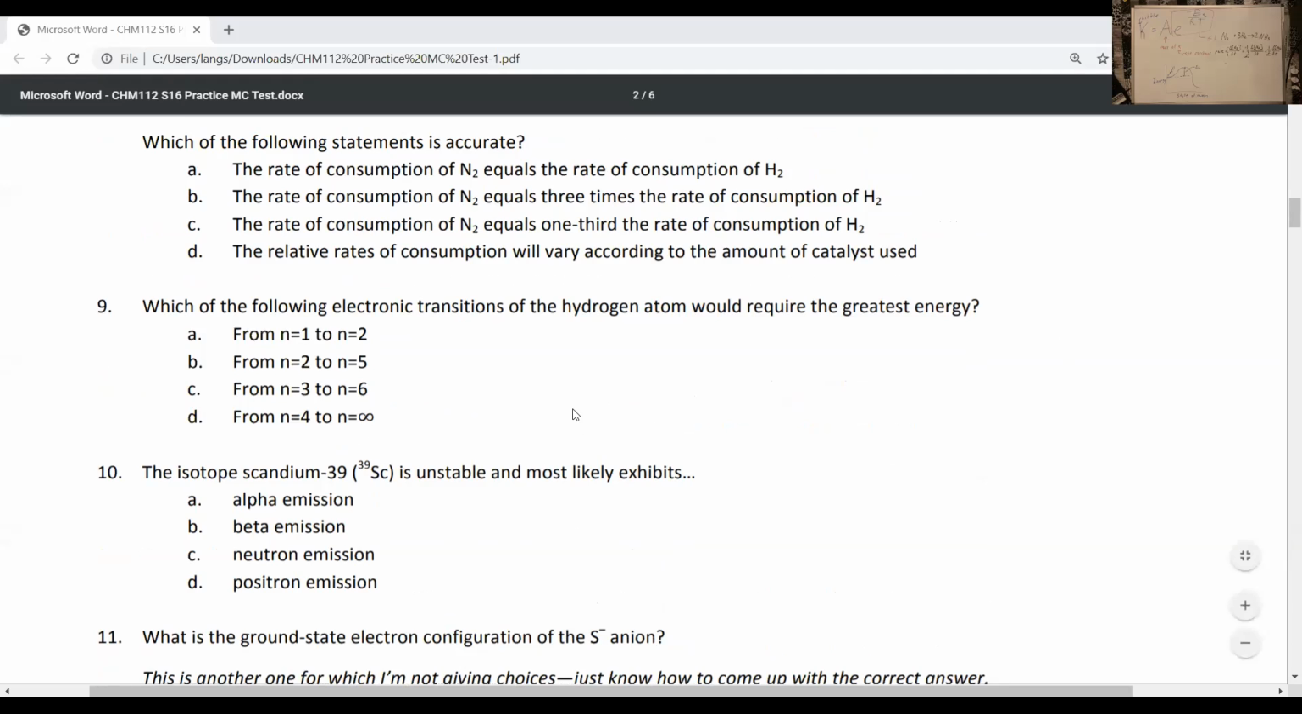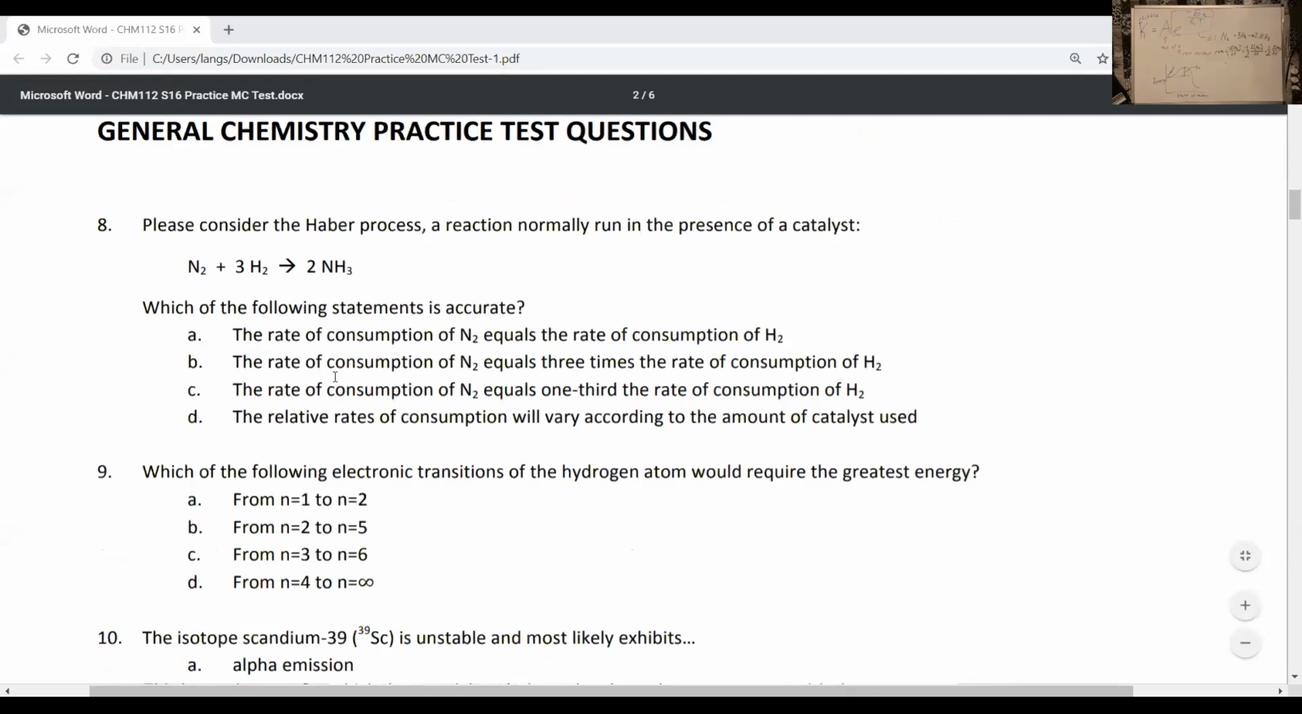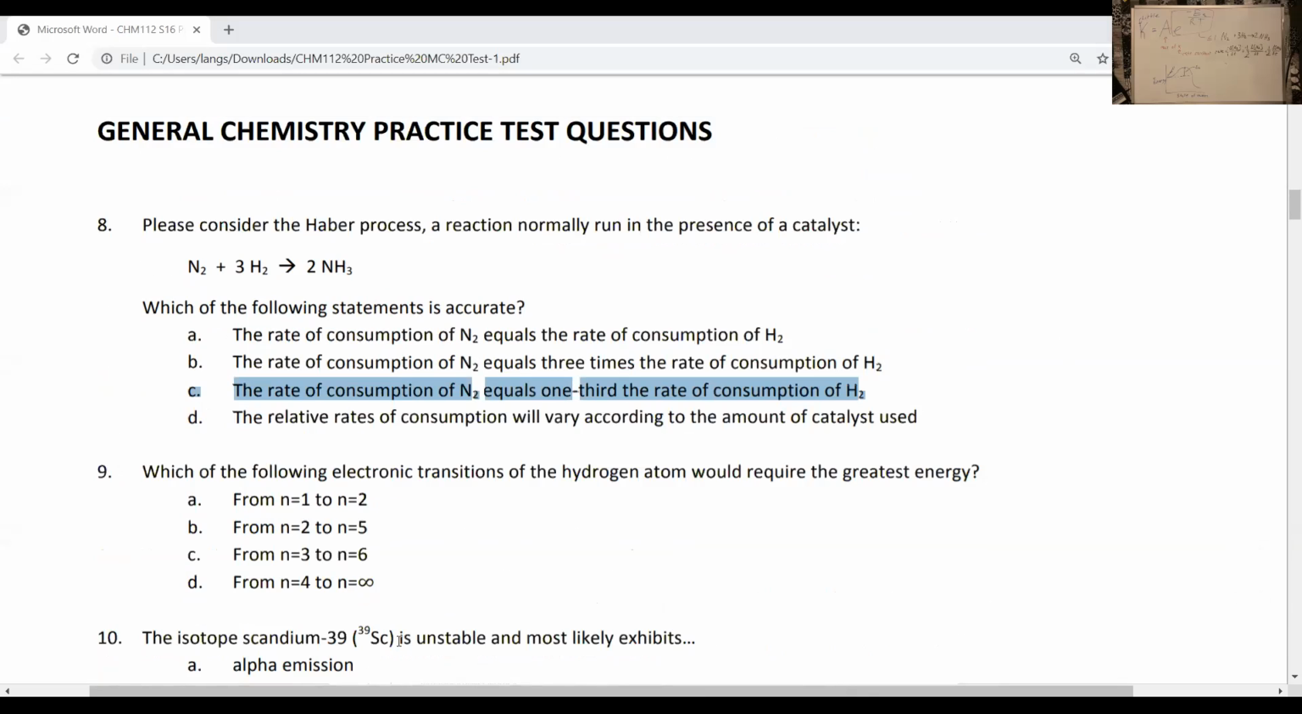What was the answer? It's this one. The rate of consumption of N2 equals 1/3 the rate of consumption of H2. So C. Double check myself. Yep.